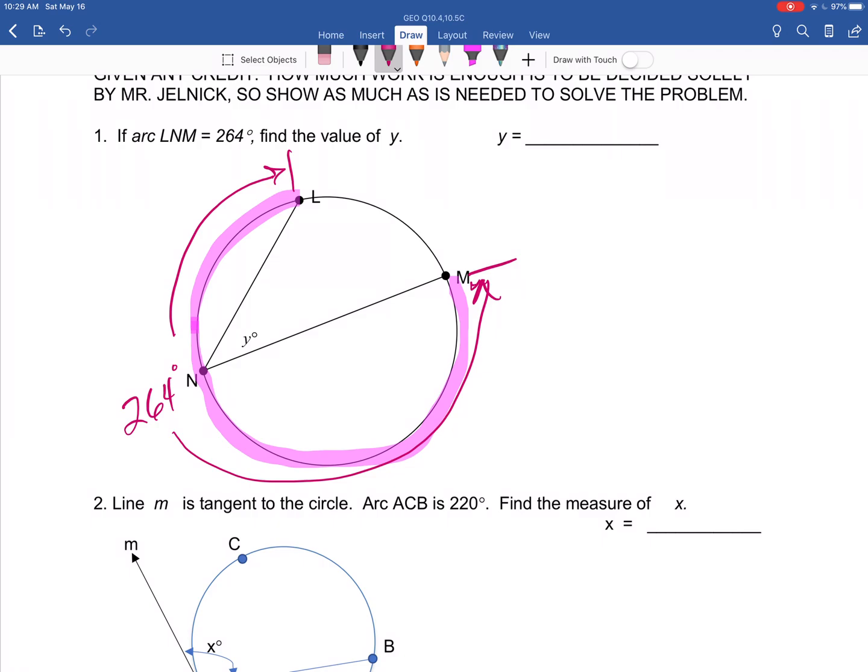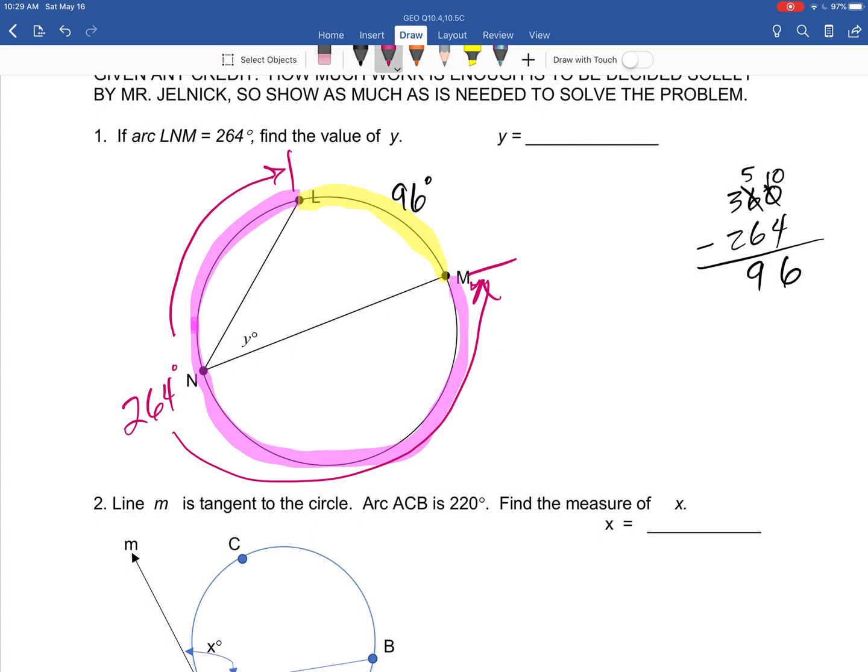Well, first thing to do is figure out the other arc. This arc right here, that yellow arc. Well, what do you know? What do you know about all the arcs in a circle? Yeah, they add up to 360. Here it is. 360 minus 264. That's 96 degrees.